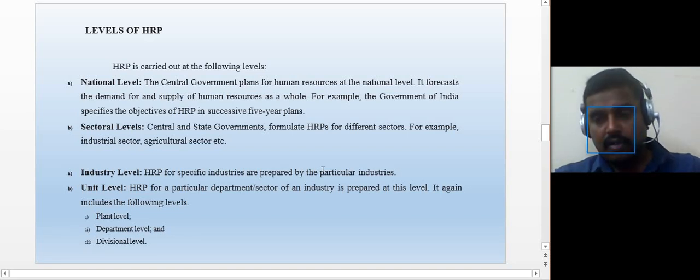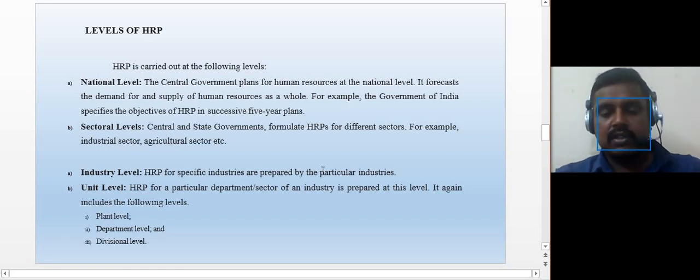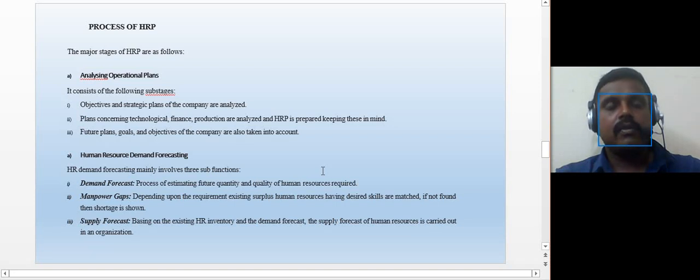On the divisional level, district level, national level, state level, international level, and all the levels. And the next slide talks about the process of human resource planning. What are the major stages of human resource planning? They are as follows.